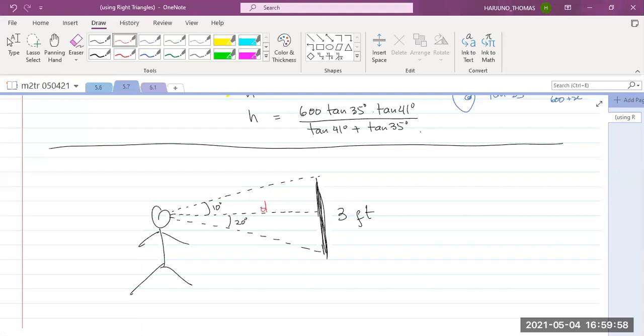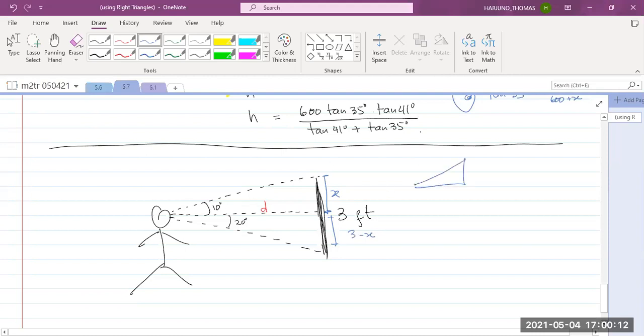Now, I will not do this in full, but I give you the idea. Suppose we call this X. So this will be 3 minus X. Right? Now then, on the top triangle, you get tangent 10 degrees equals X over D. And on the bottom triangle, you get tangent 20 degrees is 3 minus X over D. That's what you need to solve.